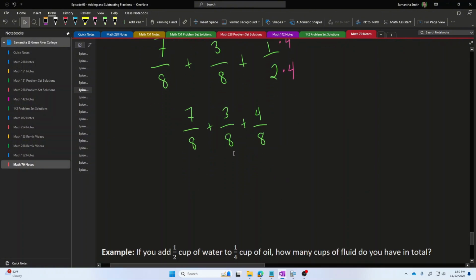Now that I have all of my pizza slices being the same size, 1/8 of a pizza is the size of each slice, and I have 7 plus 3 plus 4 slices. In total, I have 7 plus 3 plus 4 is 14. I have 14 slices in total.